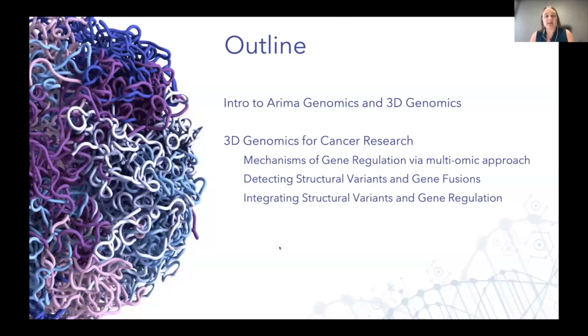So today I'm going to begin with an introduction to ARIMA's technology and how we're able to explore the 3D structure of the genome before touching on some of the ways that 3D genomics is being applied in cancer research. So I'll talk first about how we can use 3D genomics in concert with other omics approaches to explore the mechanisms of gene regulation. And secondly, we'll discuss how to wield 3D genomics data as a tool to identify structural variants such as gene fusions. And finally, I'll talk about how to integrate the identification of structural variants with information about how that perturbs gene regulation in the local environment around a structural variant. So let's jump right in.